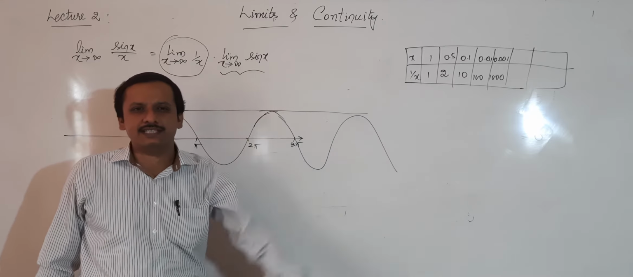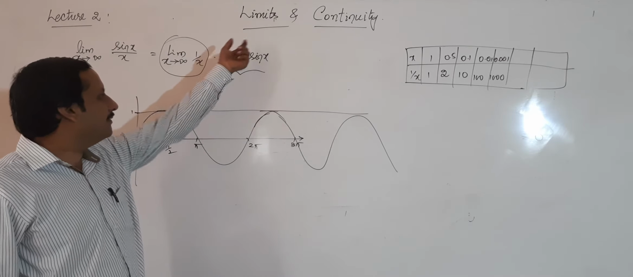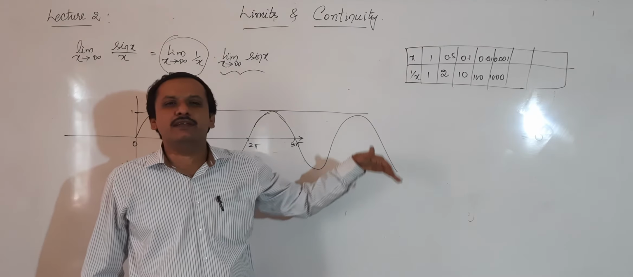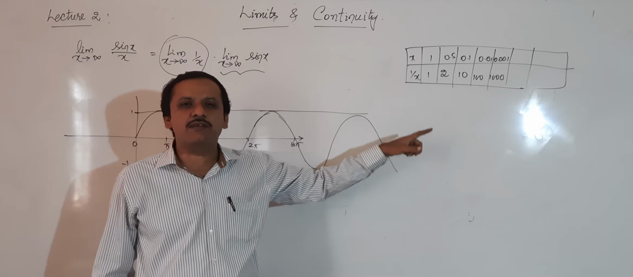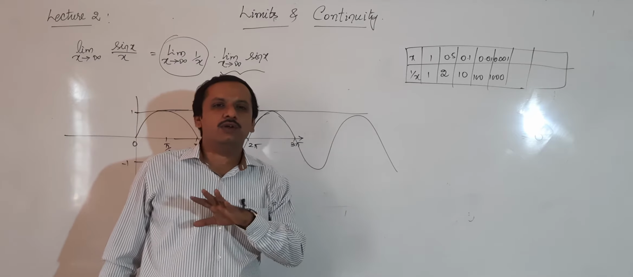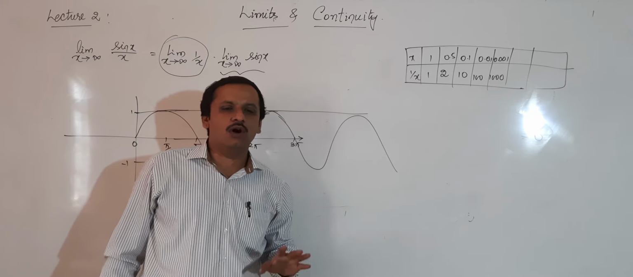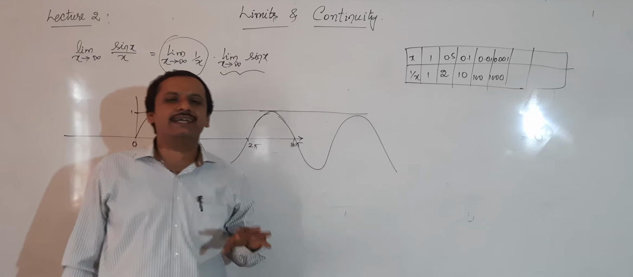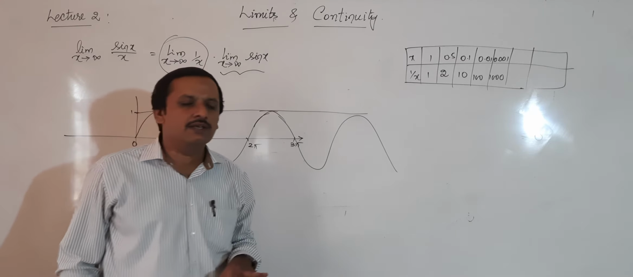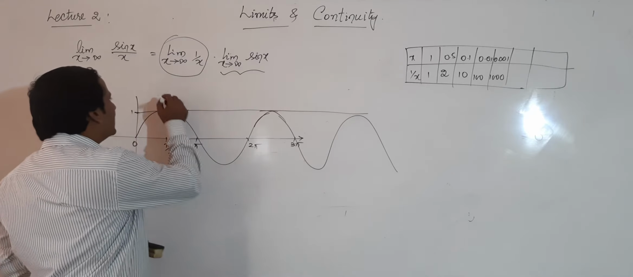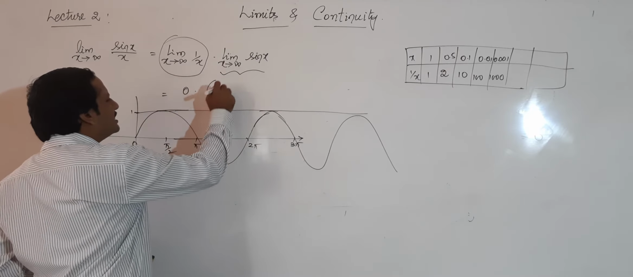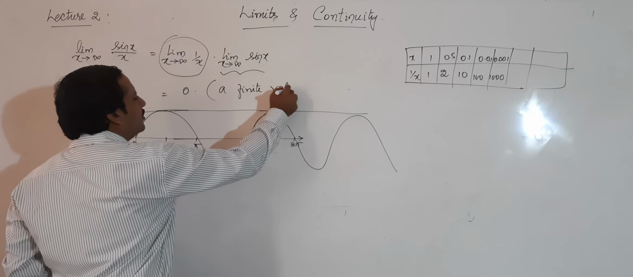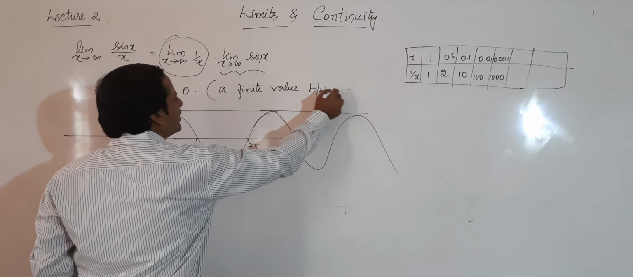So even when x tends to infinity, sin x will be something between minus 1 and 1. We don't know what is the exact value of limit x tends to infinity sin x, but we know that it is something between minus 1 and 1. So I can write like this. This value is 0. This is a finite quantity, a finite value between minus 1 and 1.